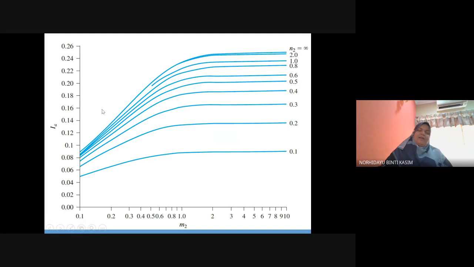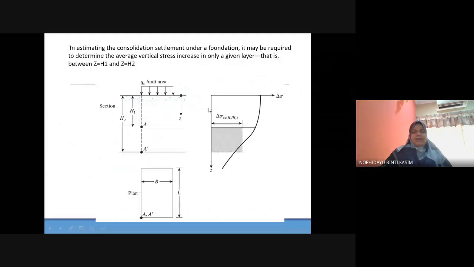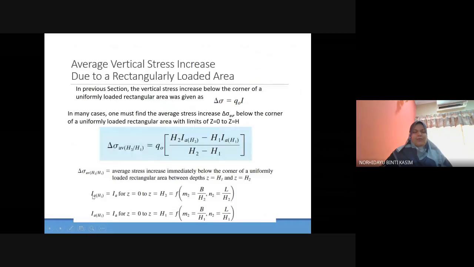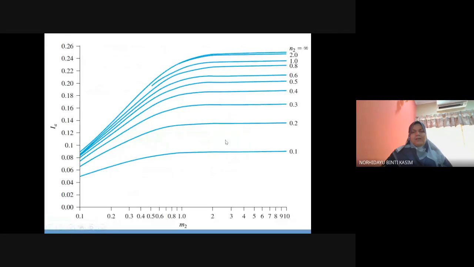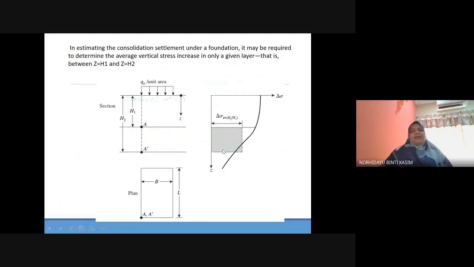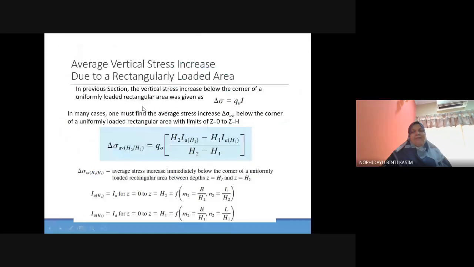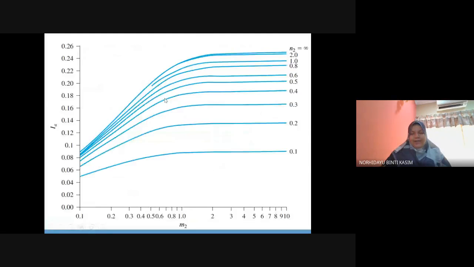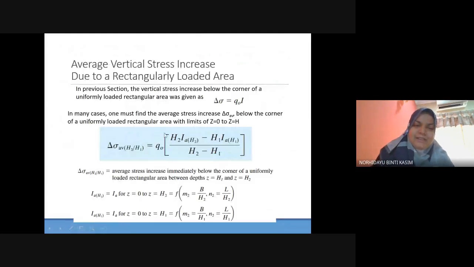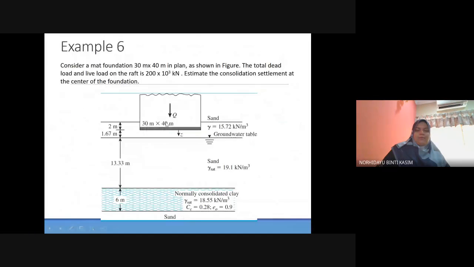So when you use this figure, you need this figure to calculate I_AH2 and I_AH1. Yeah, this figure. So that is the only explanation on the average vertical stress increase. To make it clearer, you can refer to the example just now later on.